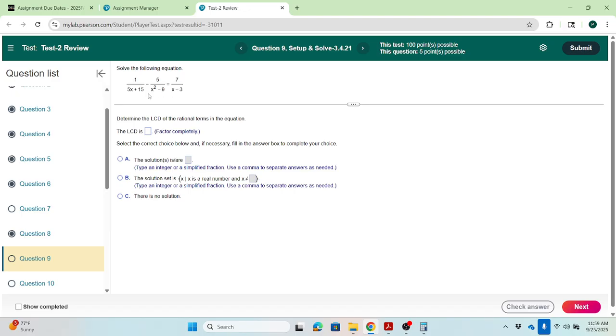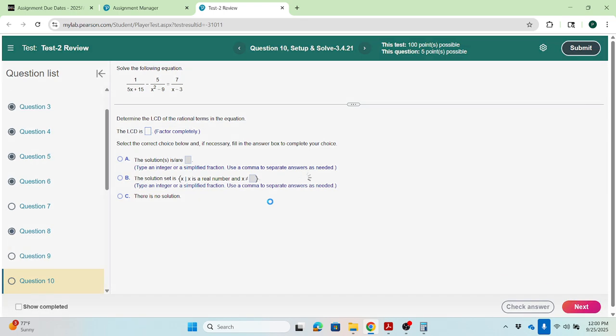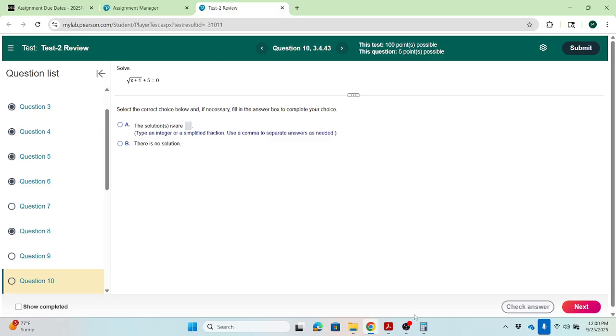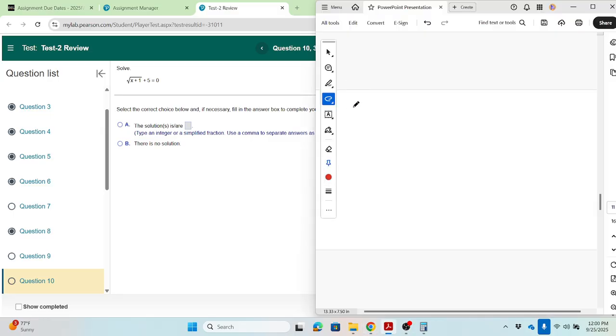Next, very similar idea, so I'm going to skip this. Just find the LCD, multiply both sides by the LCD, and do the problem. This is the radical equation. To solve the radical equation, first of all, isolate the radical. So I'm going to keep the radical sign on the left and bring the constant to the right side. And then the square root cannot be negative. So actually there is no answer.